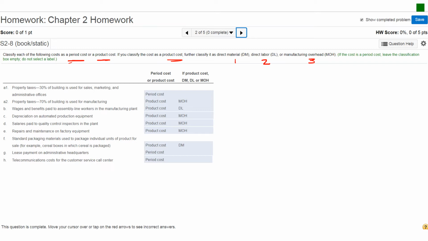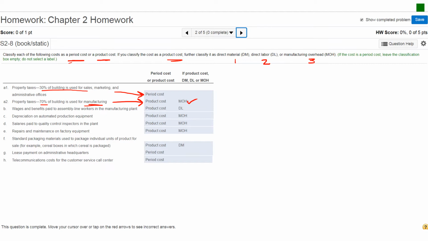Let's start with letter A. It says property taxes. 30% of the building is used for sales, marketing, and admin offices. And then part 2 would be of the property taxes, 70% is used for manufacturing. So the part that's used for sales and marketing, that's going to be period. So you put that for period. Anything that relates to building the actual product, that's inventory. Even though it's property taxes, that's going to be considered product cost. And because it's not a direct material and it's not a direct labor and it's hard to trace to the actual product, that's going to be considered overhead, manufacturing overhead.